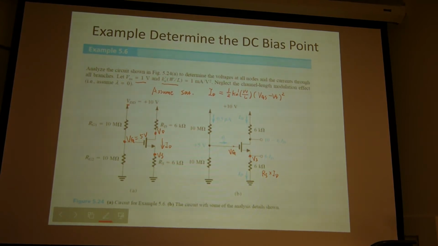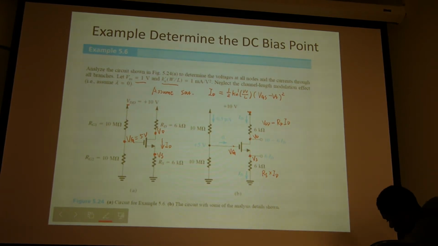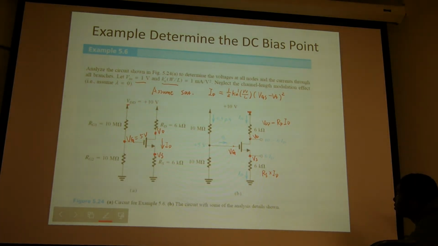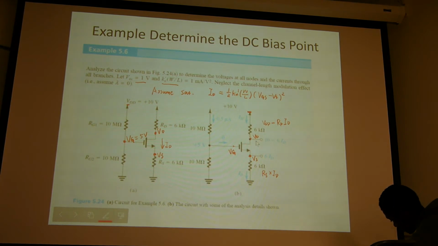Similarly for the VD, this node, what is the VD? It will also have a voltage drop across the RD here. So you will have VDD minus RD times ID. You start from VDD, and then you have the voltage drop across this resistor RD. ID times RD will be the voltage across the resistor RD. So you have VD equals VDD minus RD times ID.